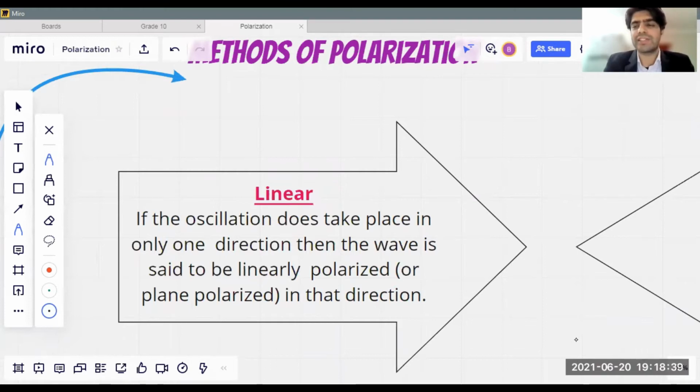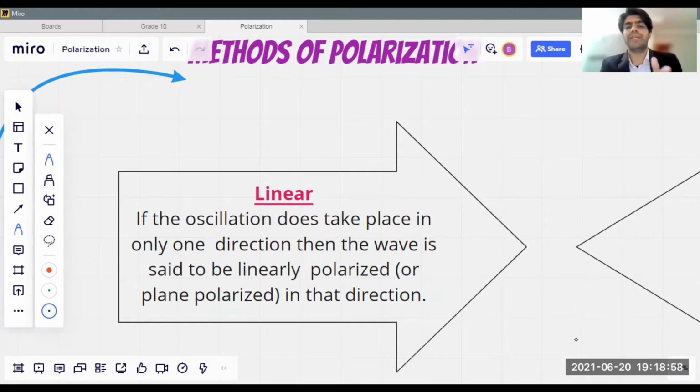So linear polarization is that type in which the oscillation of particles is only in one direction, either horizontal or vertical, which I previously mentioned as well. So that polarization in which vibration in one plane or one direction is observed is known as linear polarization.